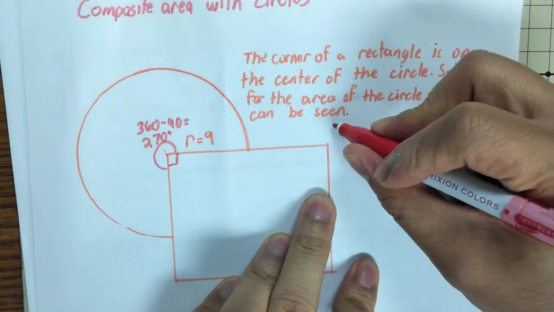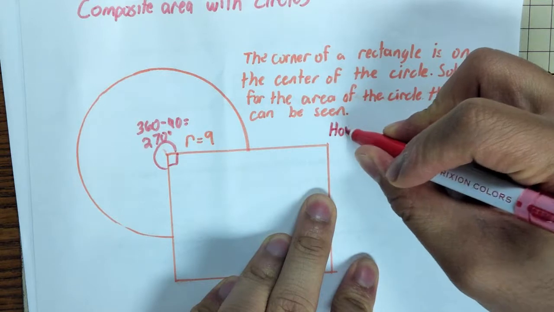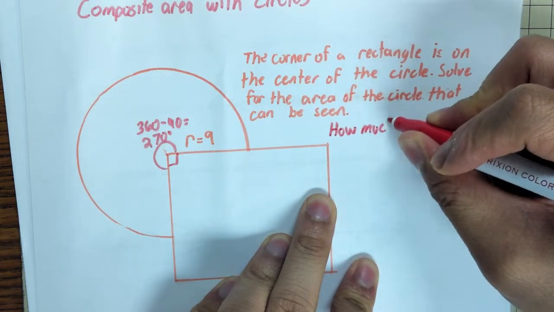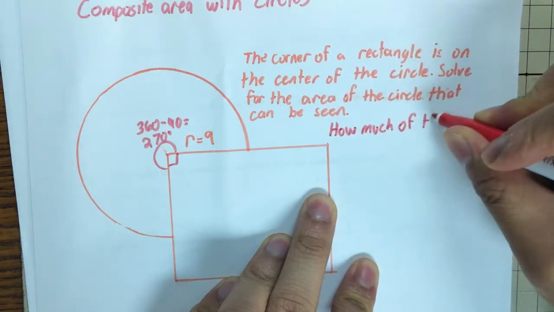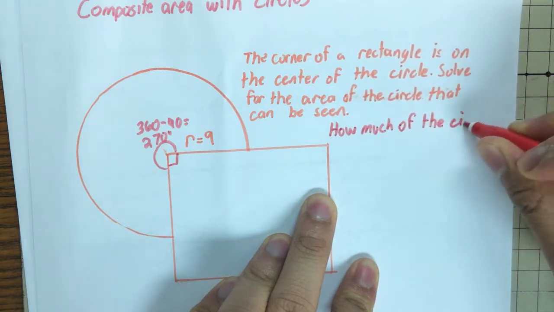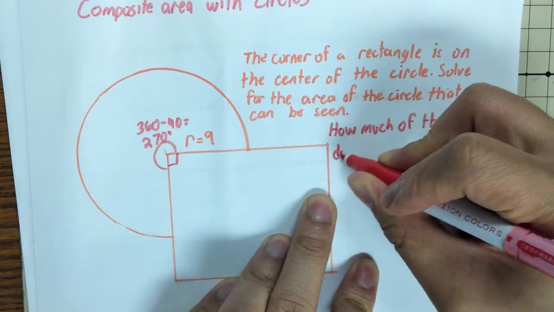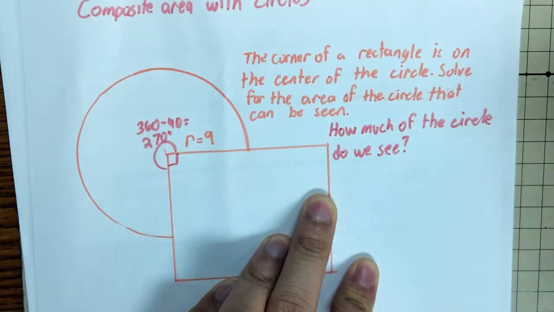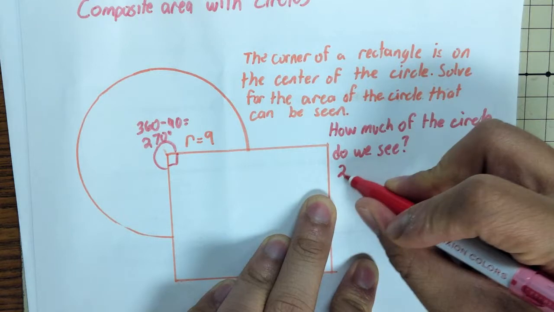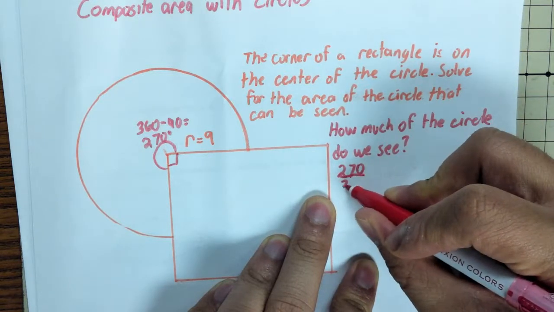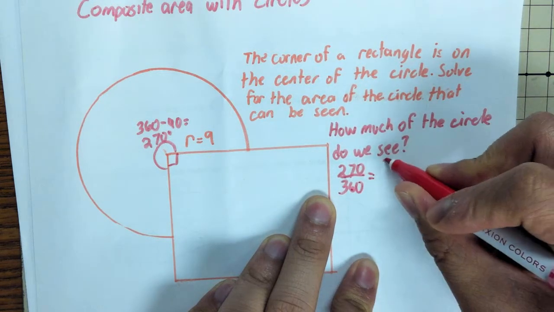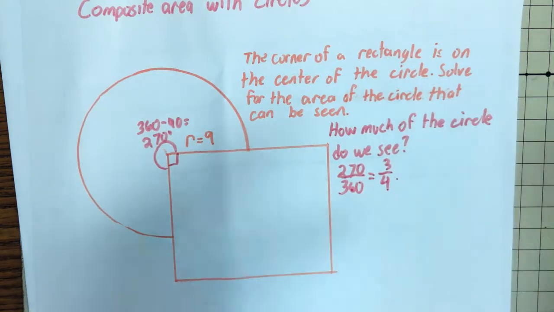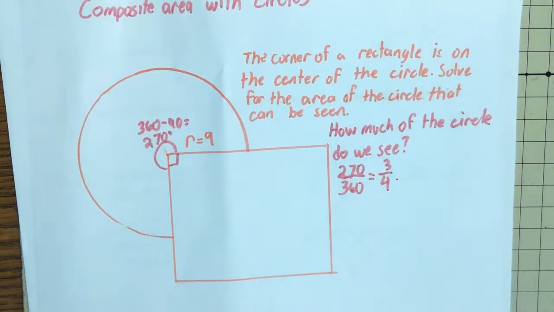So the question is, how much of the circle do we see? We have 270 out of 360, which is 3/4. So we see 3/4 of that circle. That helps us with finding the area of the part that we see.